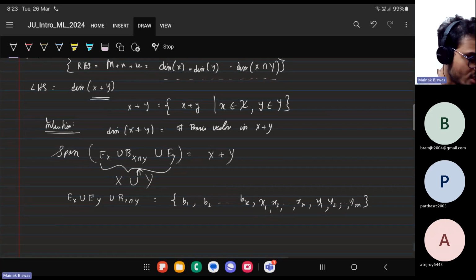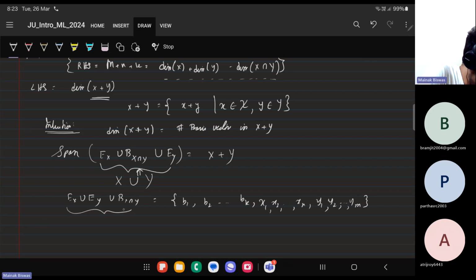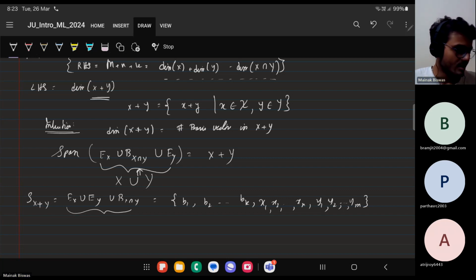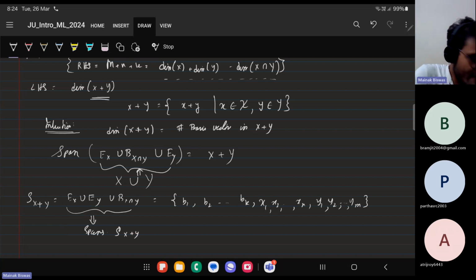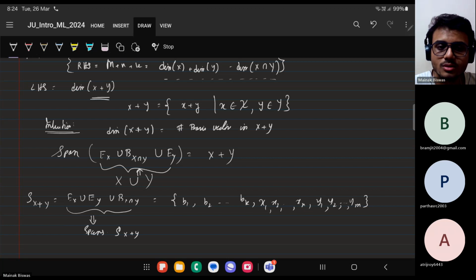Now, my question is, what do I have to show first? I have to show that, say, let me write S, X union Y or X plus Y, something like this. So now, if I write this, I have to show what? I have to show this spans X plus Y. I have to show, at least show that. I cannot just directly say yes or no.